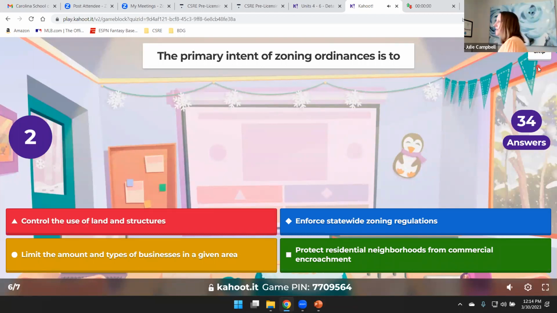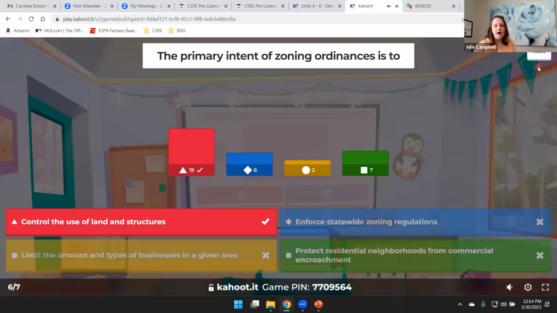The primary intent of zoning is to control how we use the land. Yes, they can limit the types of businesses. We can have regulations. Yes, we can protect residential neighborhoods. We talked about buffer zones. Yes, all that could be part of it, but we're asking for the big picture. So the big picture of zoning.